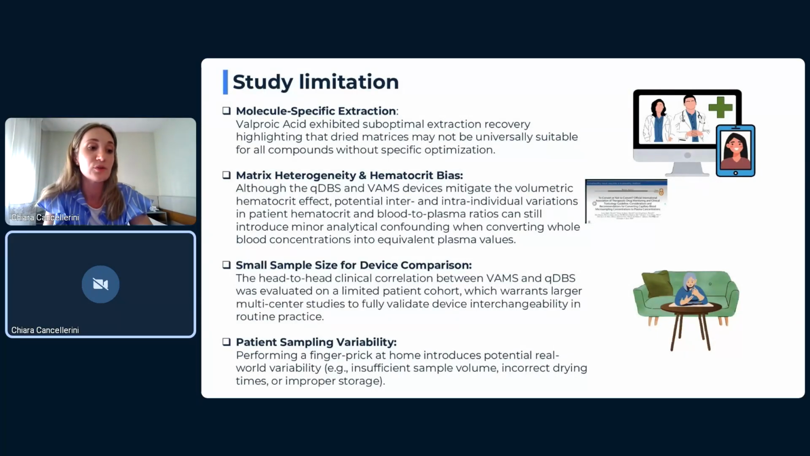Then there is also the small sample size of the device comparison, because I showed just lamotrigine, but for other drugs we didn't have many patients, so we had to exclude those drugs for this reason. Also, performing the finger prick at home introduces potential real-world variability, for instance insufficient sample volume, as we saw in the first project, or incorrect drying times or storage.